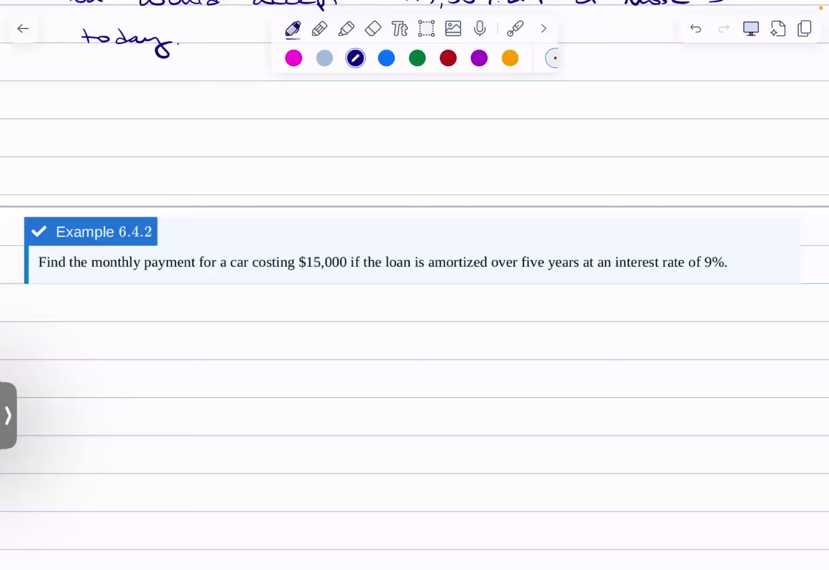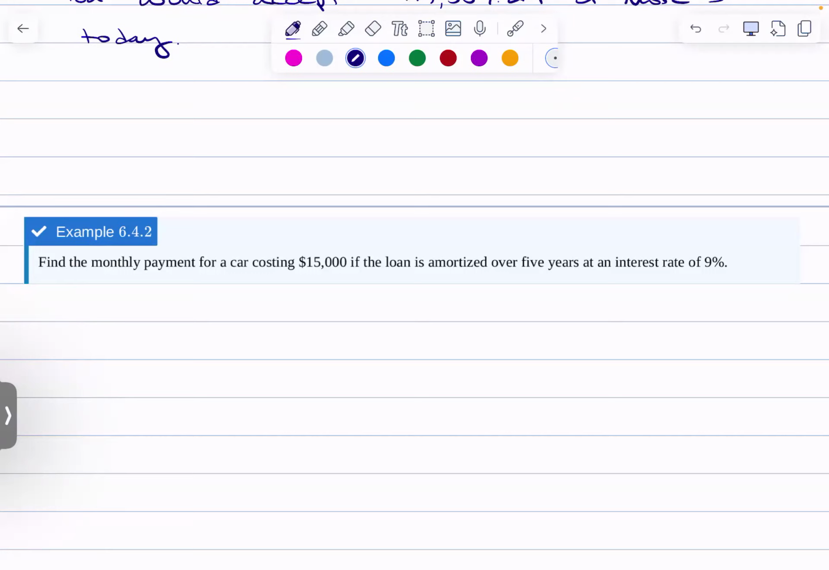Find the monthly payment for a car costing $15,000 if the loan is amortized over 5 years at an interest rate of 9%. This feels very true to life, doesn't it? It's implied that you borrowed the 15,000, right? Or you kind of finance it through the dealership or whatever, right? So the monthly payment for a car costing $15,000.